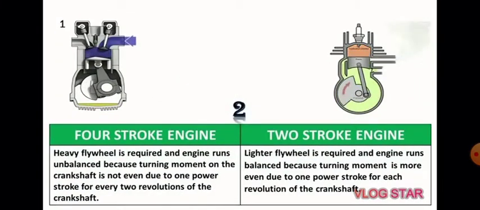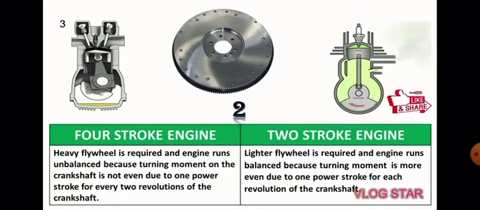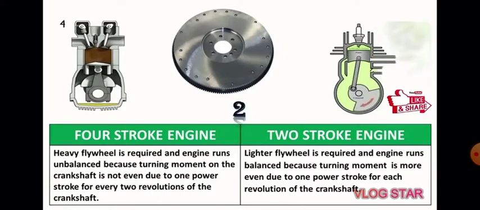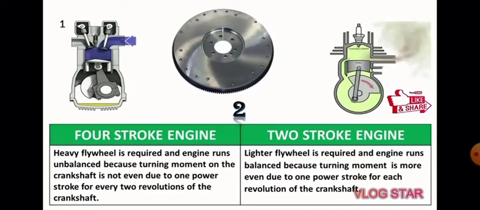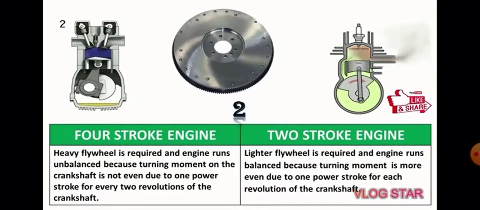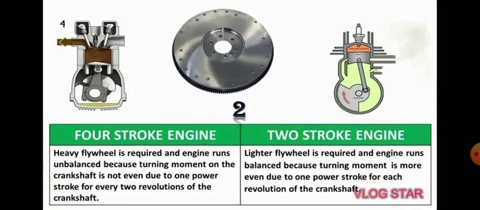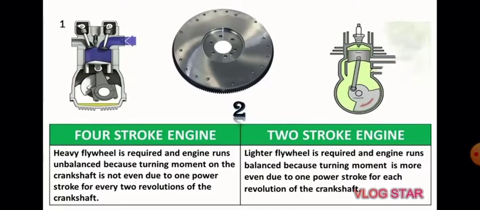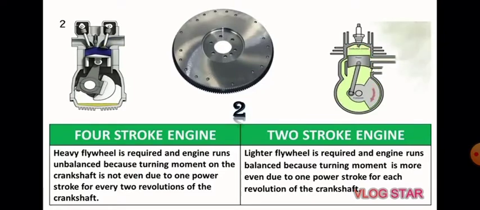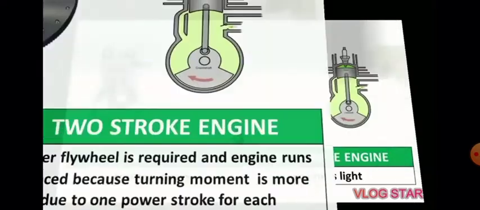We can observe there is a heavy flywheel present in a 4-stroke engine, which is required to run the unbalanced engine, and the turning moment of the crankshaft is not even, hence a heavier flywheel is required due to one power stroke for every 2 revolutions of the crankshaft. In case of 2-stroke engine, a lighter flywheel is required and the engine runs balanced because the turning moment is even due to one power stroke for each revolution of the crankshaft. You can observe in the figure the turning moment of the crankshaft.